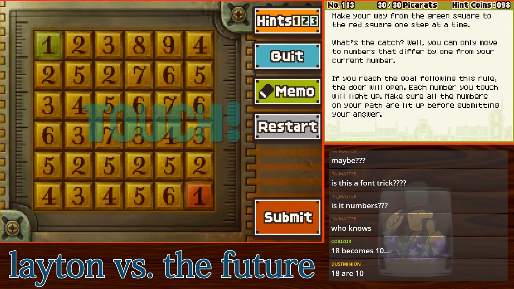Make your way from the green square to the red square one step at a time. What's the catch? Well, you can only move to numbers that differ by 1 from your current number. Okay. Yeah, that's easy enough. If you reach the goal following this rule, the door will open. Each number you touch will light up. Make sure all the numbers in your path are lit up before submitting your answer. The top left is green? Yeah. Okay.